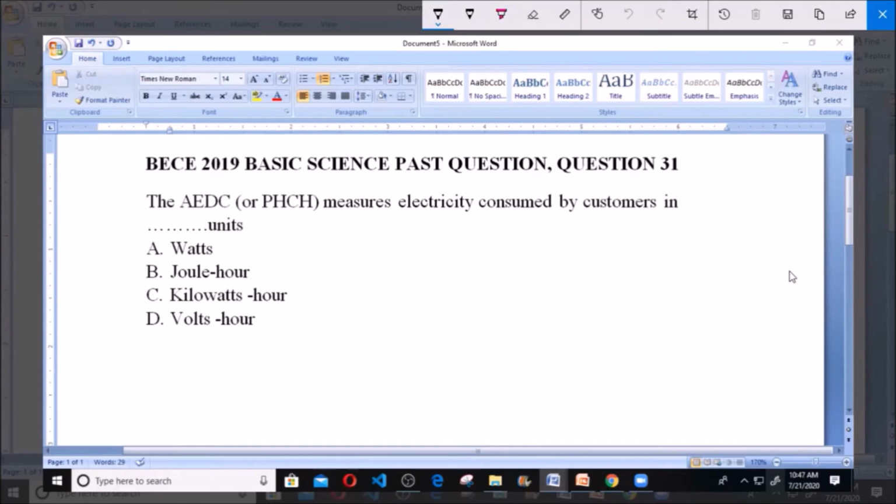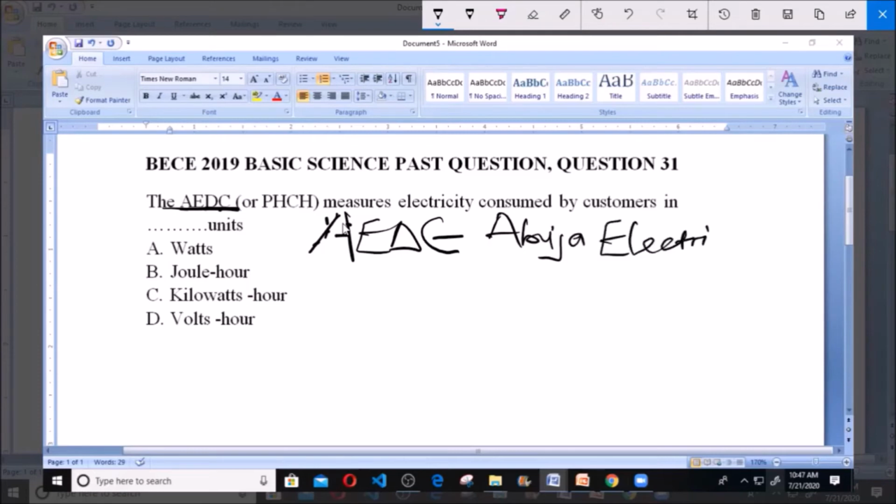Now I want us to know that AEDC here simply means Abuja Electricity Distribution Company, and they are concerned with the distribution of electricity to the consumers. That's we as the consumers.